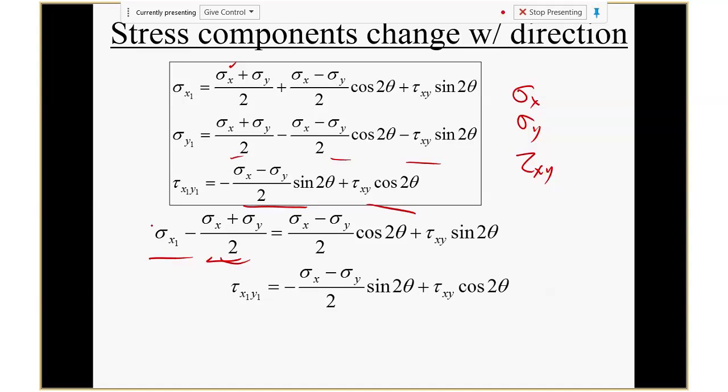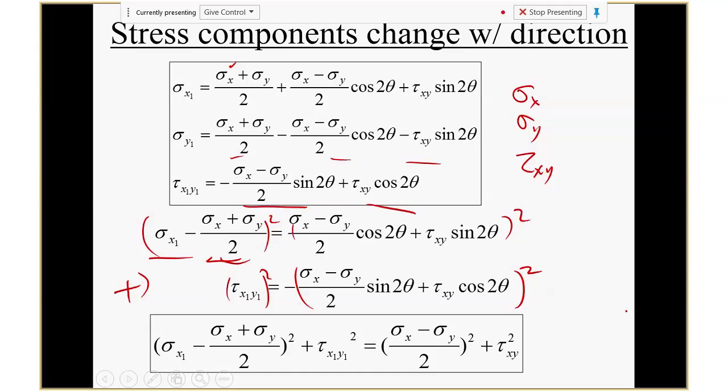Now, what if you square this one, and then square this one, and then add them together? What do you get? That will be this equation. It's up to you; after the class, you can prove it. Now if you look at this bottom equation, what kind of equation is this one?